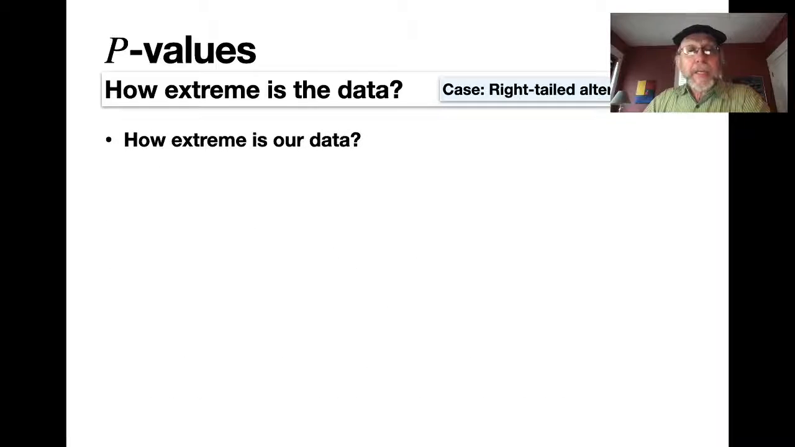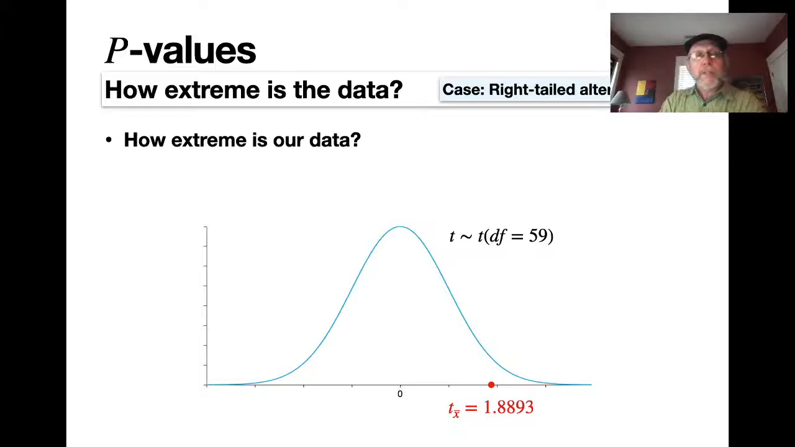So how extreme is our data? Well, here I'm drawing sort of the same picture as before. I'm drawing now in terms of the t-distribution, right? Since our sample size was 60, we have 59 degrees of freedom. And you can see our t-score of 1.8893 there. It does look a little bit out in the right tail there. So it looks like we're getting into extreme territory, but we need to quantify things in order to see that a little more clearly.